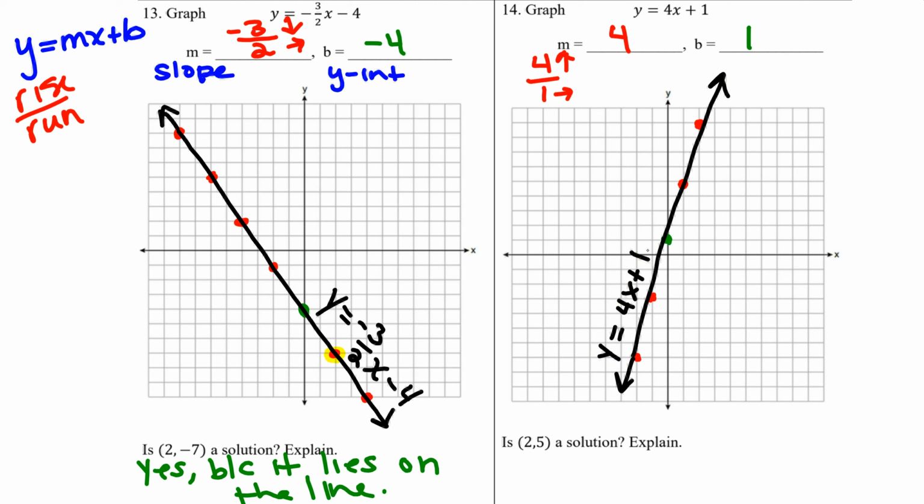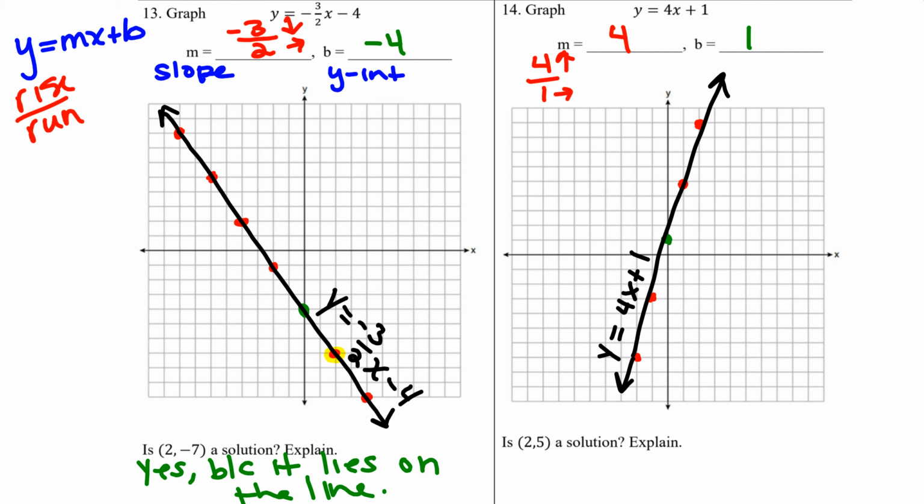Now you'll notice when you look at those two lines, the one on the right should be more steep because the slope is larger. 4 is greater than 1.5, which is 3 over 2. And then for that follow-up question we have, is (2, 5) a solution?